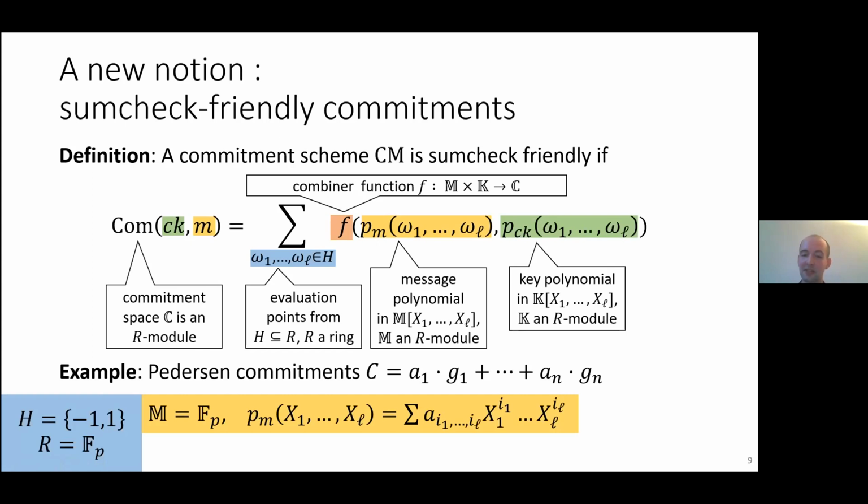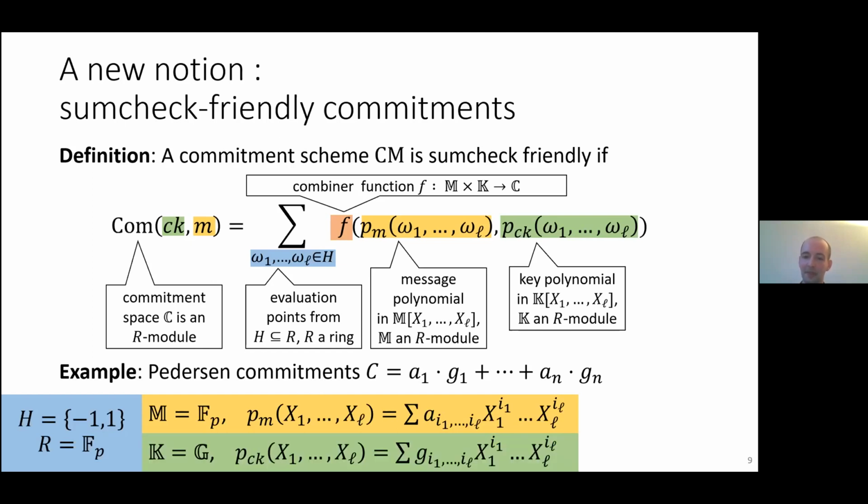The message space is going to be the same finite field, and the message polynomial that we're going to pick is a multilinear polynomial. So every single element of the message appears in exactly one coefficient of this multilinear polynomial. The key polynomial is really similar, except it's a polynomial over the group instead of the finite field. Again, we've got one element of the key in each coefficient of the polynomial. And lastly, the way you would combine these two is using exponentiation, or point multiplication, between the finite field and the group.